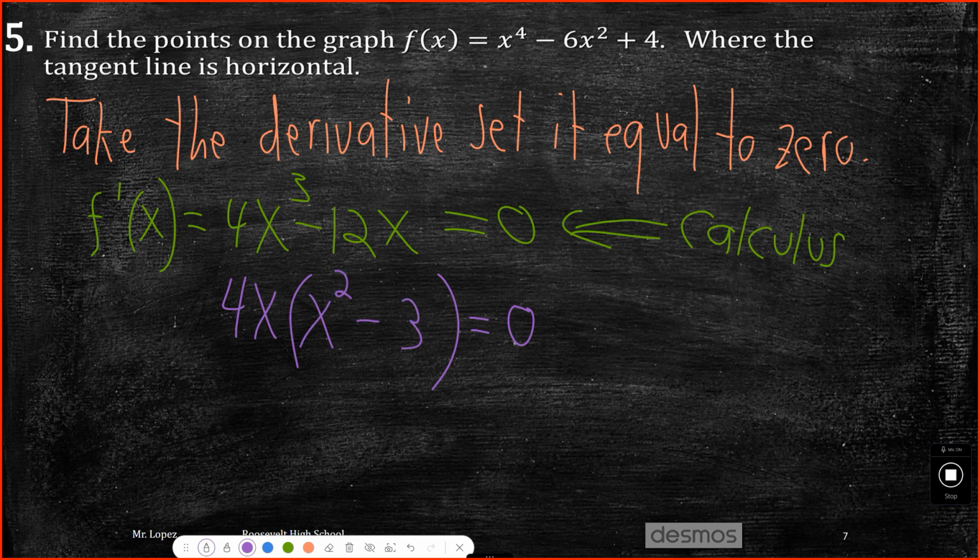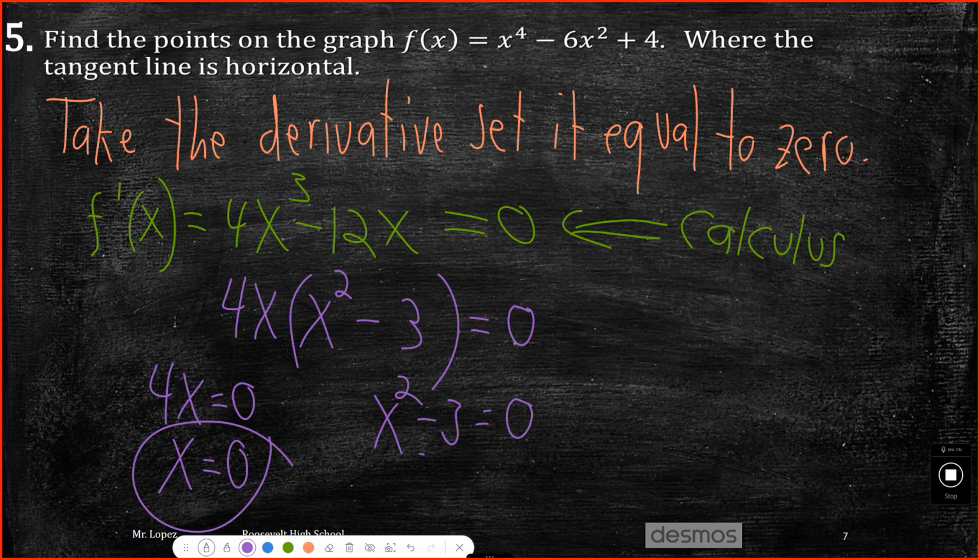Minus 3. So then we use the zero product property and say 4x equal to 0, and then x squared minus 3 equal to 0. And solve. So 4 times 0 is 0, so this x is 0. So at x equal to 0, and then you add 3 here. So it'd be x squared equal to 3. And then square root it. You're going to get x equals plus or minus square root of 3. So it does have 3 spots: at 0, at negative root 3, and at positive root 3.